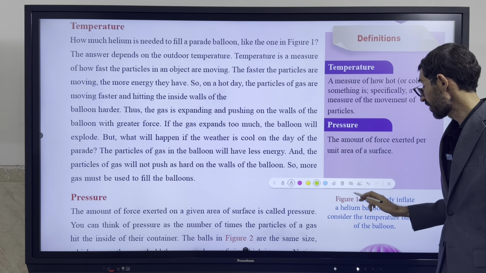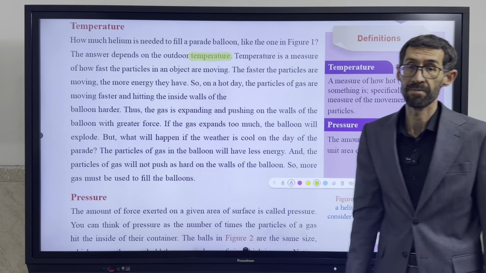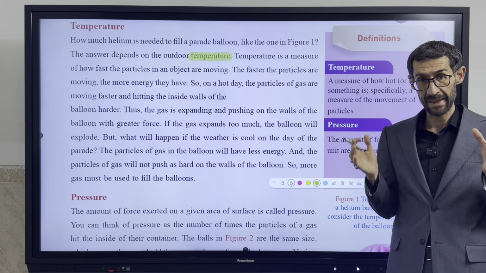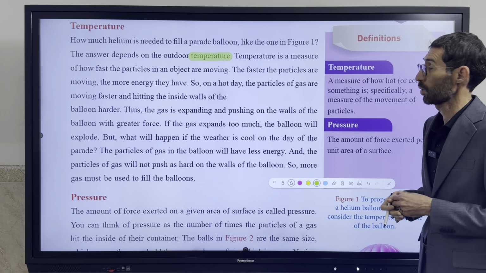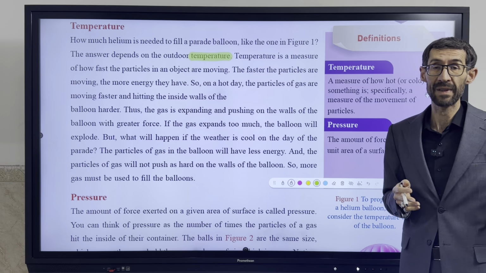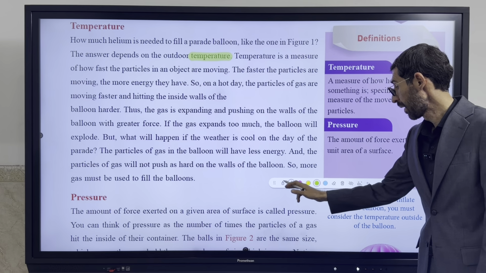So does temperature have any influence on the size of the balloon, on the amount of helium gas needed to fill the balloon? Does temperature have to do with the amount of gas inside the balloon? Let's read it.